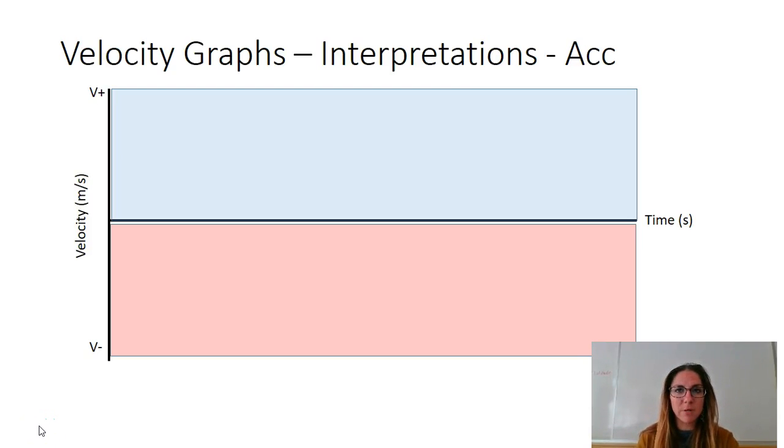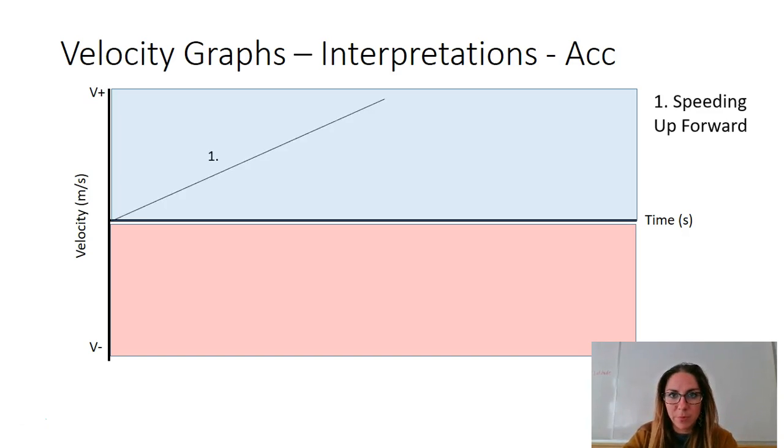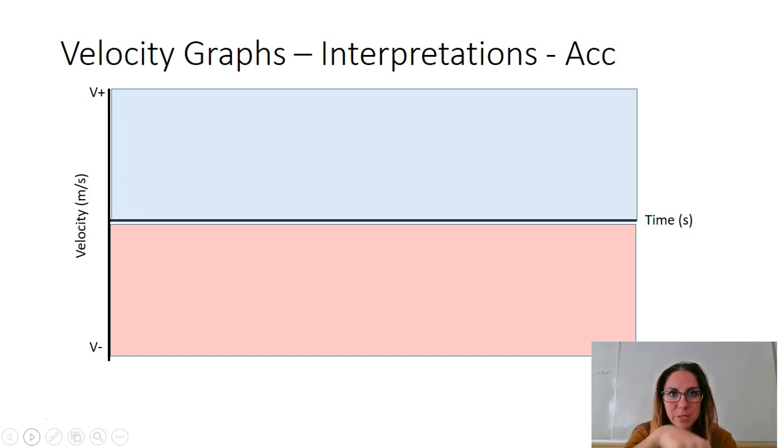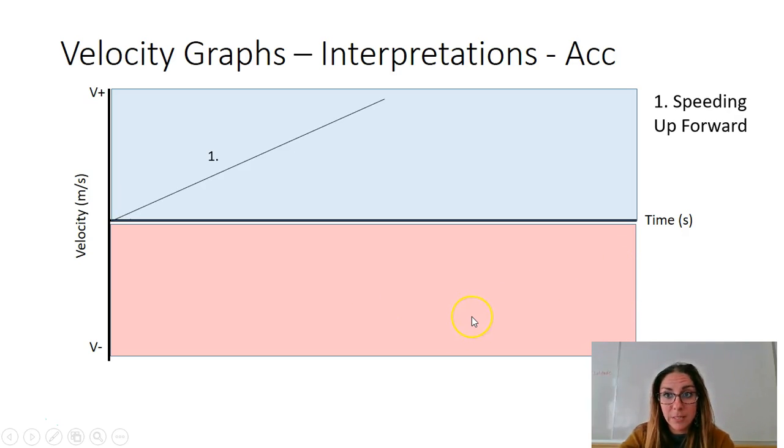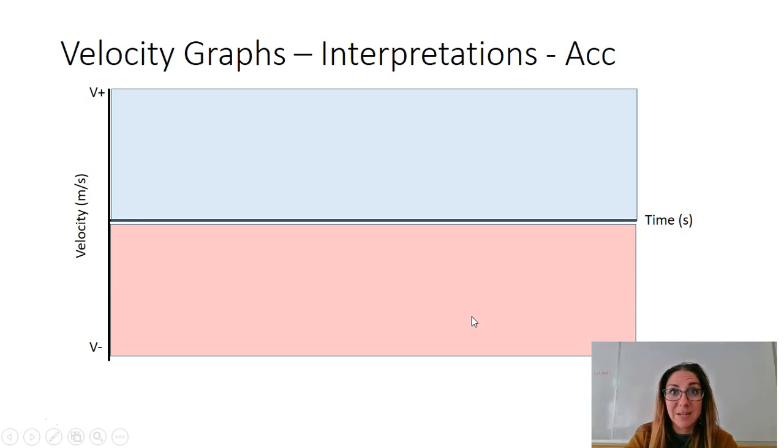In this part I'm going to start talking about the graphs of acceleration, specifically our velocity graph here. Previously in physics, I hope you remember that this blue box right here represents motion going in the positive direction. So any line up here means it's moving forward. And if you look at this pink box right here, anything moving backwards is located here.